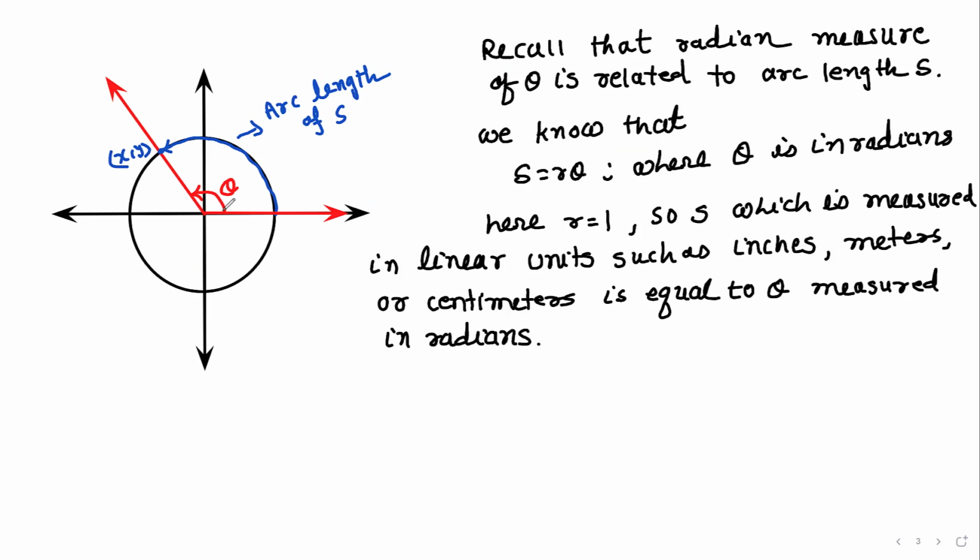The measure of this angle theta is related to the arc length. We know that arc length equals radius times the angle theta, where theta is measured in radians. Because we're on the unit circle, radius equals 1. So s, which is measured in linear units such as inches, centimeters, or meters, is equal to theta measured in radians.